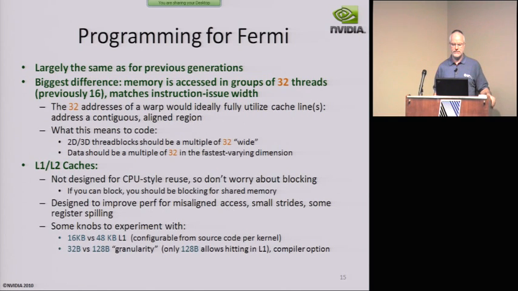So the programming model is largely the same as previous generations. The biggest difference, which I mentioned earlier, is the memory is accessed in groups of 32 threads, which matches the warp thread width. And really, that doesn't affect you except for efficiency if you are aligned 32 wide, and if you are reading data in multiples of 32, then you'll see a good speed up. And again, this is something that is only going to get bigger. The alignment constraints are going to get larger as the memory granularity gets larger.